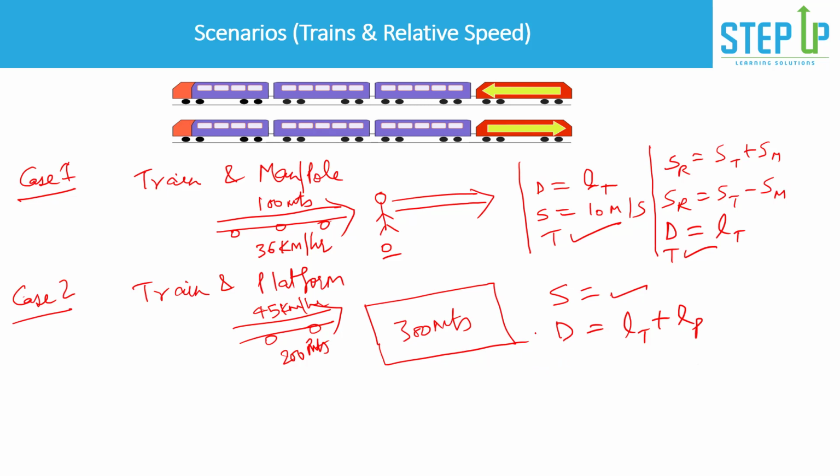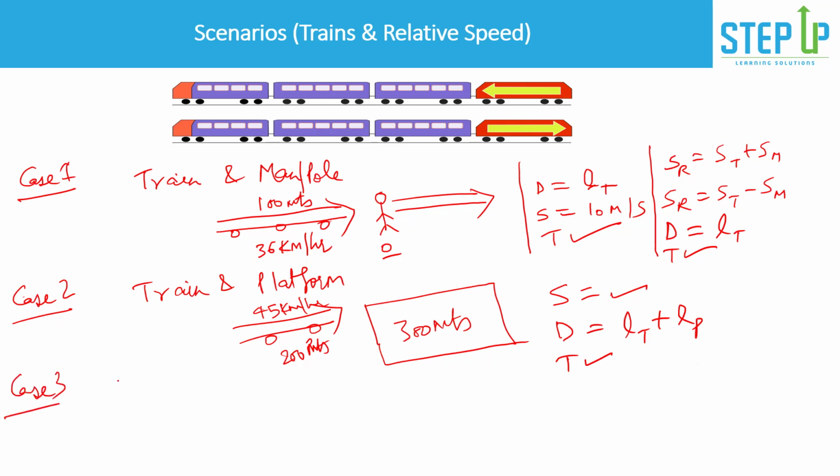So this is something that is important here. In the previous case it was insignificant, the breadth of the man with respect to the train length, whereas here it would be this 200 plus 300, and you can obviously calculate the time. So this is case 2.